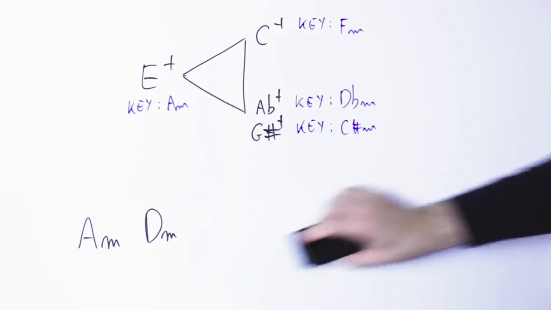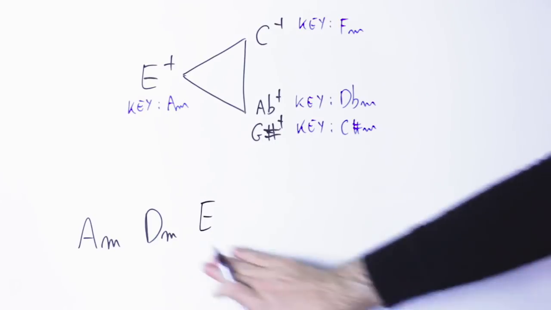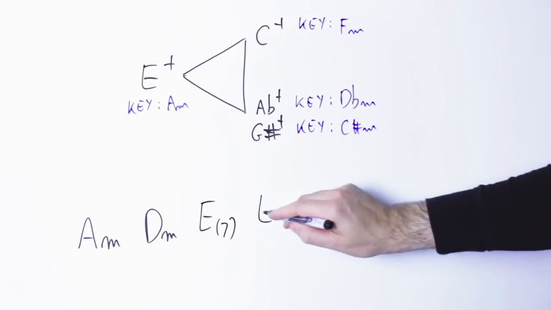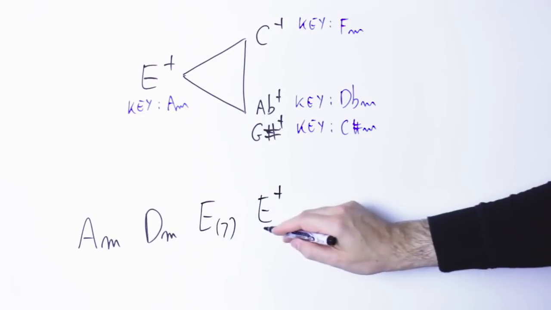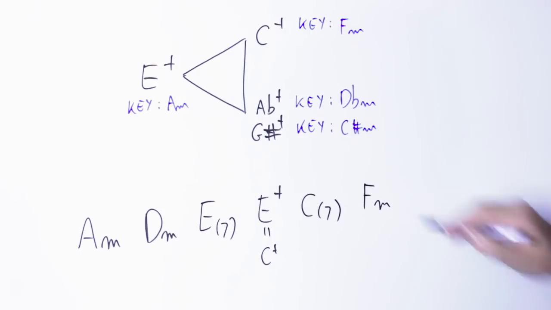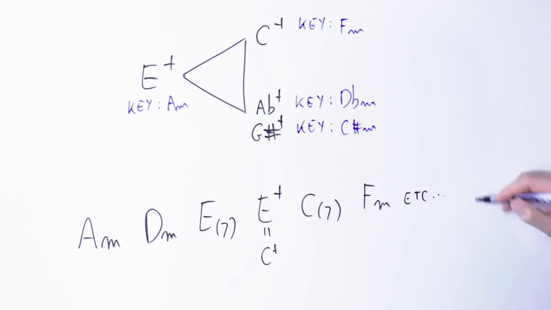Well, I could play A minor, D minor, E. Not an E augmented, just an E, or maybe an E7. Then from there, play an E augmented, which is the same as a C augmented. From there, play a C or a C7, and then F minor. And I move from A minor to F minor.